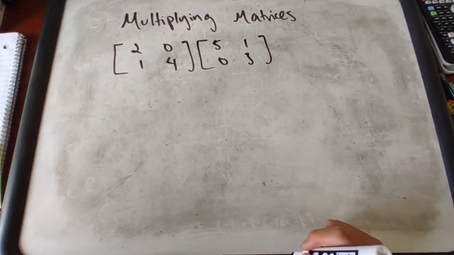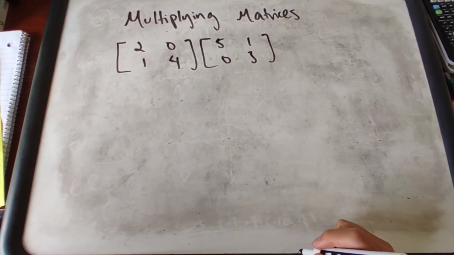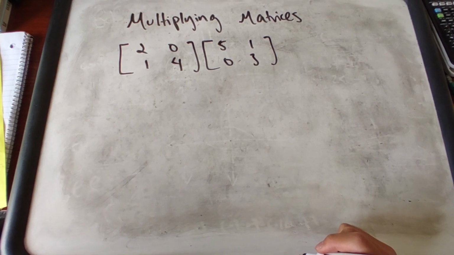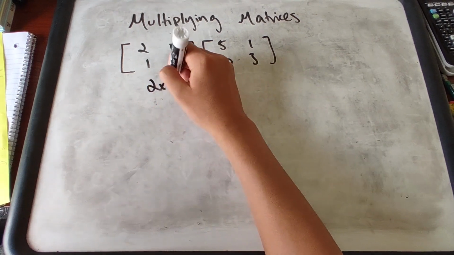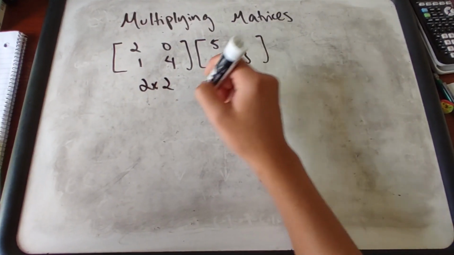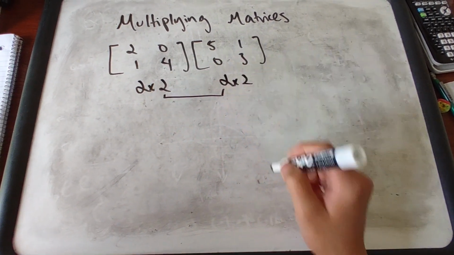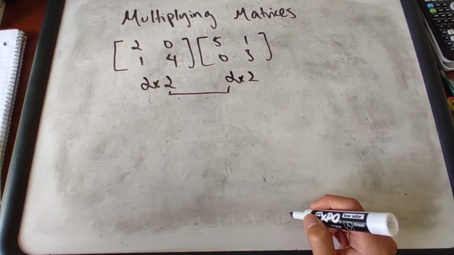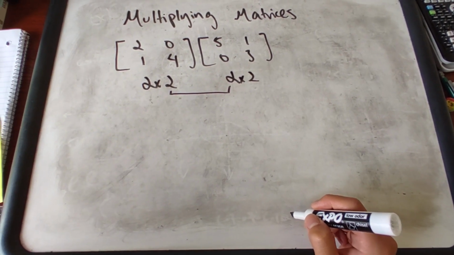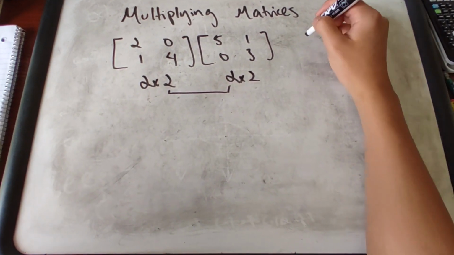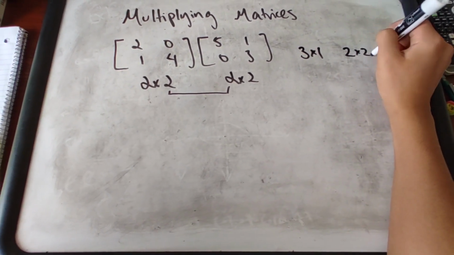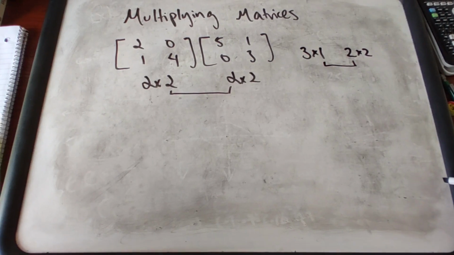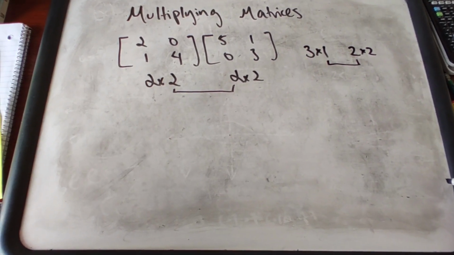So the first criteria for determining if you can multiply matrices or not is, I'll just write 2 by 2 and 2 by 2 here, whether these two inner values match up. If they do, then you can, and if they don't, you can't. For example, if you have a 3 by 1 and a 2 by 2, since these two don't match, you can't multiply them together.